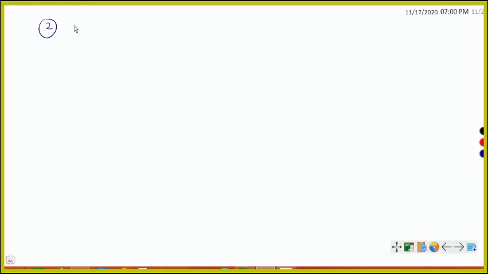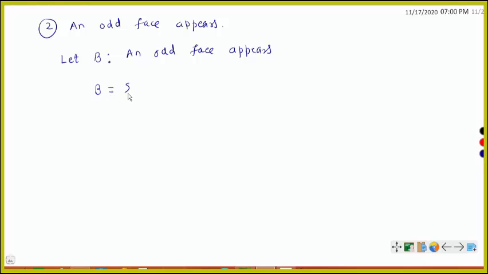Second, we are given that an odd face appears. Let B be the event that an odd face appears. In how many ways can event B happen? If you get number 1, 3, or 5, then you get an odd face. So n of B is equal to 3. Only in 3 different ways this event B can happen.